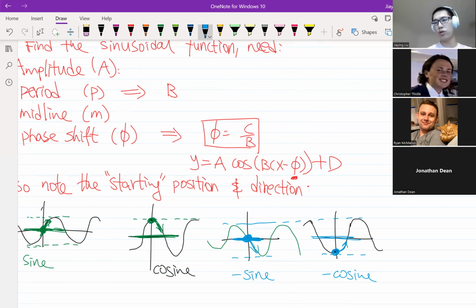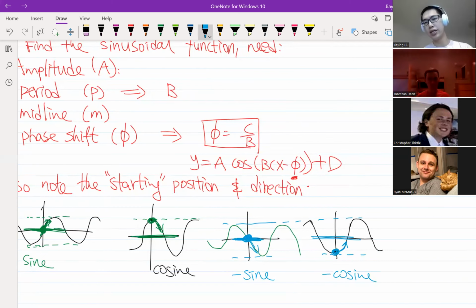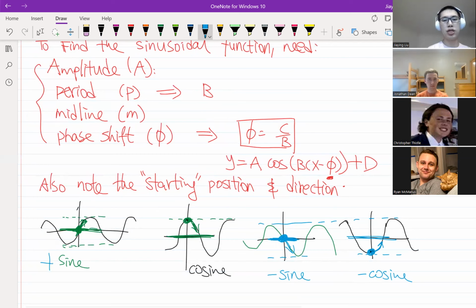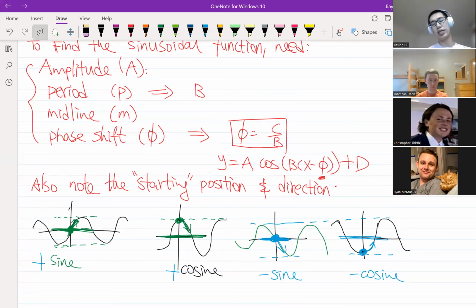So those are the 4 different cases that I always look at when I look at a sinusoidal function, when I want to decide whether I'm going to go with positive sine, positive cosine, negative sine, or negative cosine. I pick a point that I think is important as the starting point, and then I just see where it is and which direction it goes. So that's going to help me decide the positive or negative sign in front of the sine and cosine function.